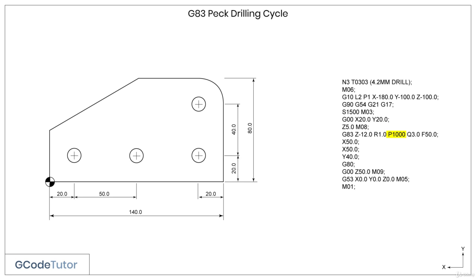A P value tells the machine how long to dwell at the bottom of the hole so we can clean up the surface. On some control systems, especially the newer ones, this is defined in milliseconds. So a value of P 1000 milliseconds is equal to 1 second. This may also be shown as P 1.0 on some controls. The Q value. Now the Q value defines the depth of each peck. So each time the drill pecks, it will move 3mm until the hole is complete.